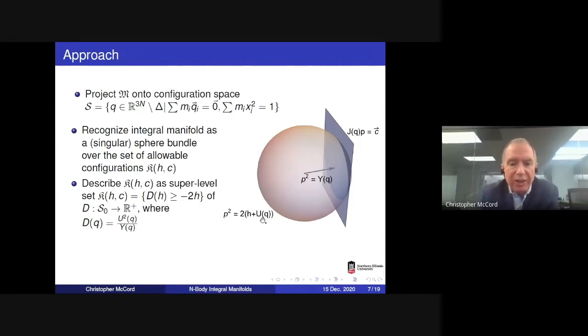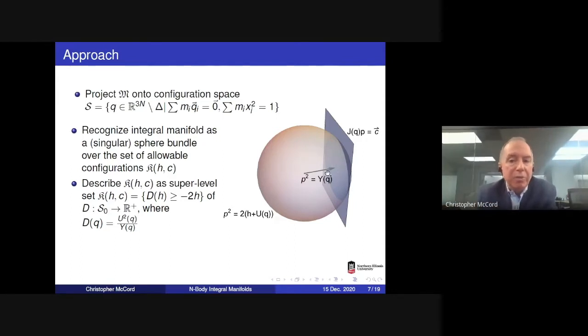I won't go through all of the analysis, but it turns out two fairly simple looking, almost innocent looking things come into play. If you take a fixed position, there is a sphere whose radius is determined by your energy level h and the potential value of the position. That defines a sphere in momentum space. There's a plane, or an affine space to be proper, in momentum space defined by the angular momentum constraint. That affine space and that sphere have to intersect for that position to be an allowable position. And you can see fairly easily that as you vary h, or the potential, or the angular momentum constraint, the sphere and the plane move up against each other.